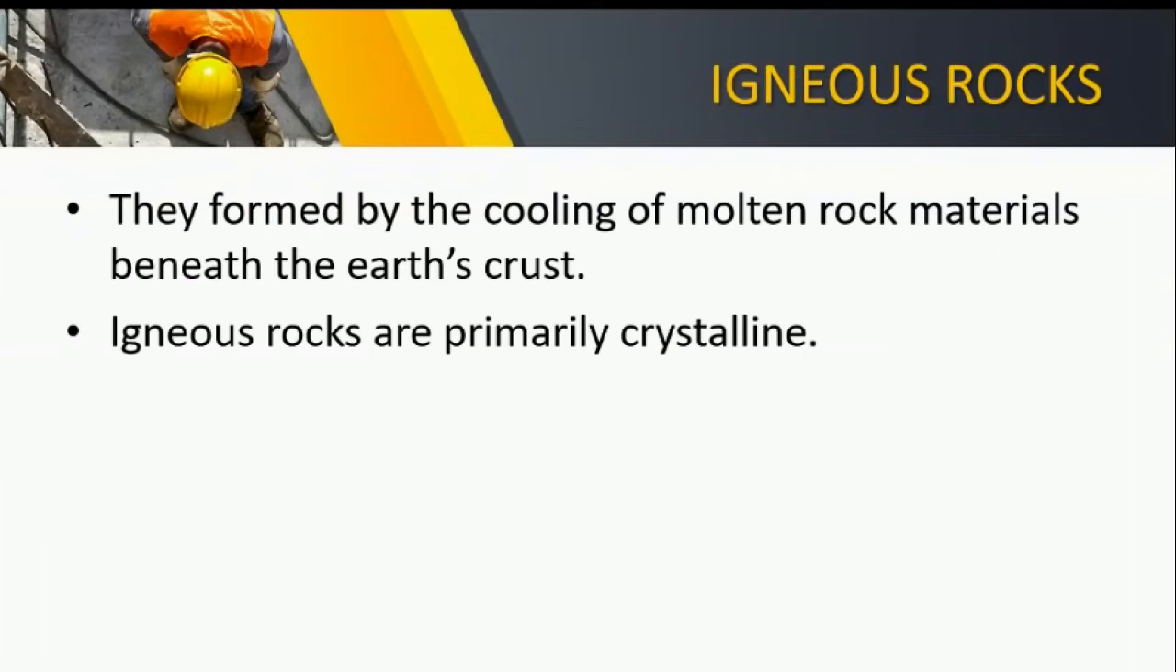So, first is igneous rocks. Igneous rocks, they are formed by a cooling of molten rock materials beneath the Earth's crust. So, igneous rock, from the Latin word for fire, forms when hot, molten rock crystallizes and solidifies. The melt originates deep within the earth near active plate boundaries or hotspots, then rises toward the surface. Igneous rocks are primarily crystalline.